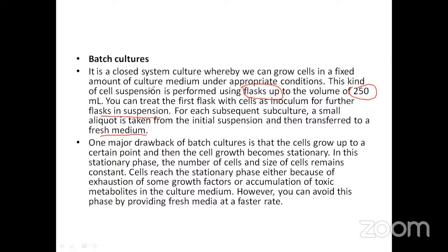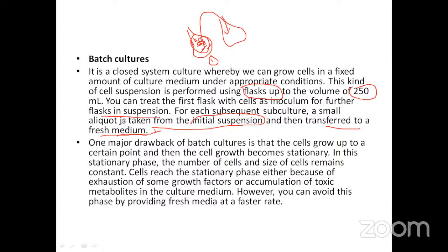In batch culture, another important point is, for example, this is one conical flask. You prepare the medium. Next, you prepare another suspension. So first of all, in the first conical flask, some of the cells are developed, some of the tissue, some of the callus developed. Later, these are transferred into another new medium, subculturing. For each subsequent subculture, a small liquid is taken from the initial suspension, that is the first suspension, and then transferred to a fresh medium. So this is happening every time.